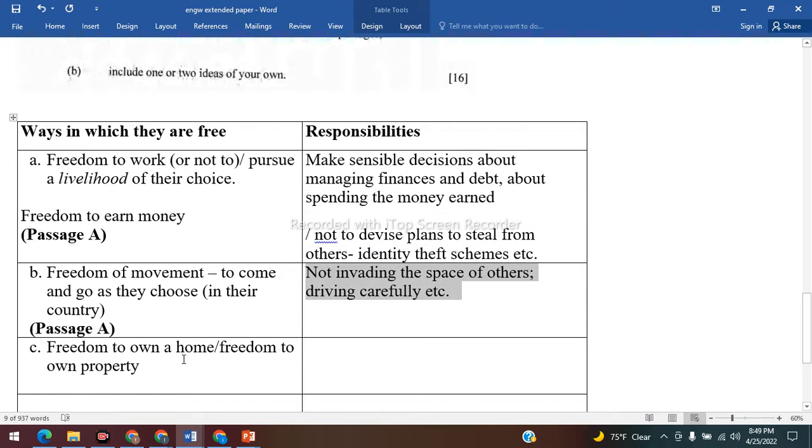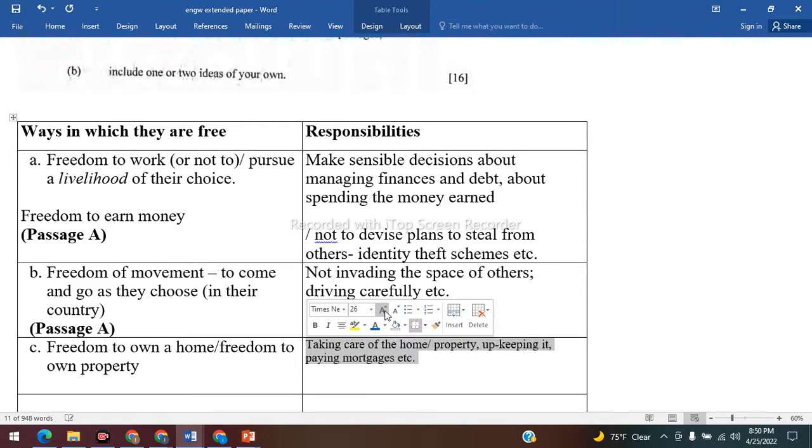The next one is freedom to own a home, freedom to own a property. And so the responsibility that comes with that is that you have to take care of the home or property. What about the financial burden? Yes, financial burden. So very good upkeeping of it, and paying mortgages, etc. All right, so that's the responsibility that comes from it.